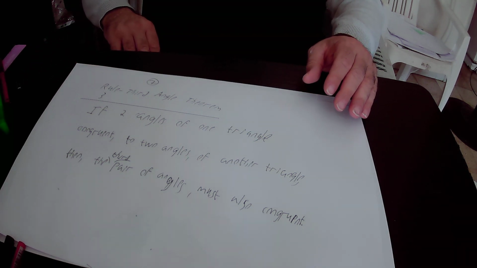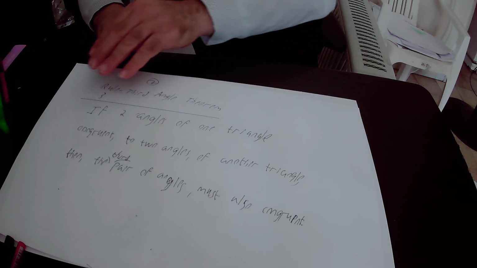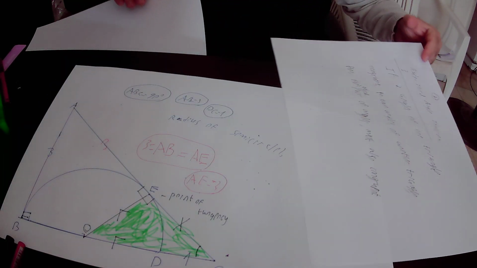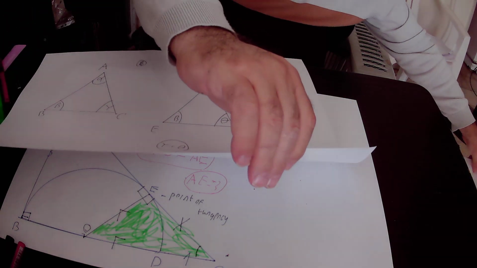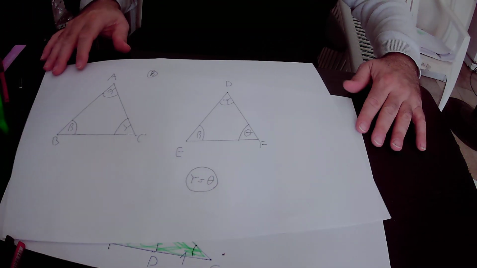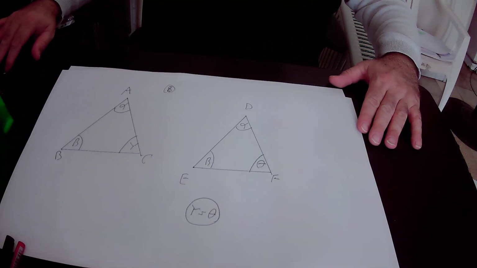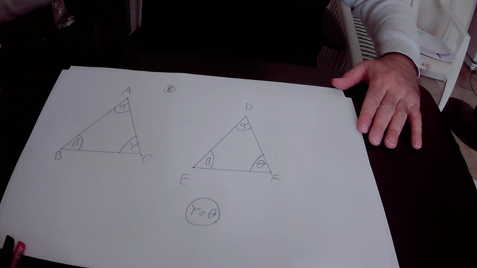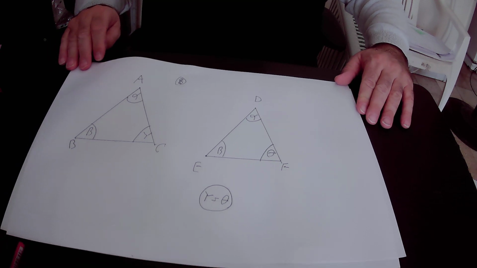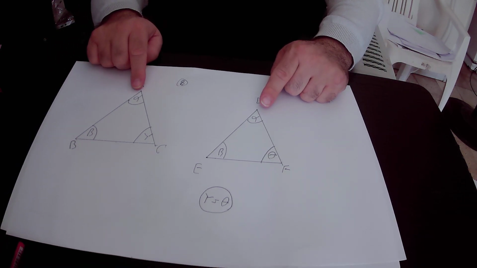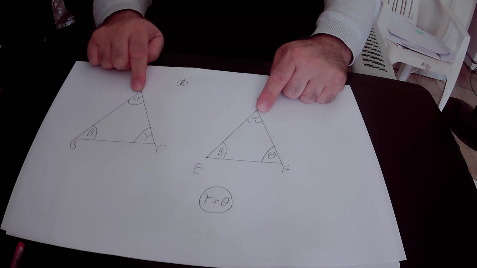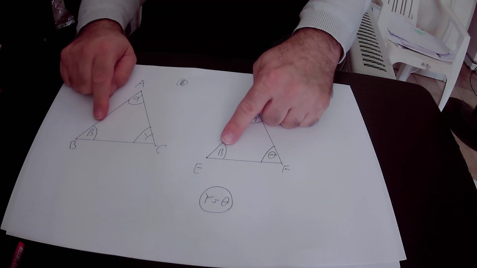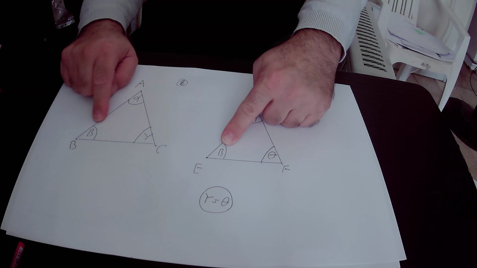So what is the meaning of the third angle theorem? The meaning of the third angle theorem is that if you have two triangles that have two pairs of angles that are equal to each other, in this case we have this first pair of angles that are equal in both triangles, and this is the second pair of angles that are equal in both triangles.